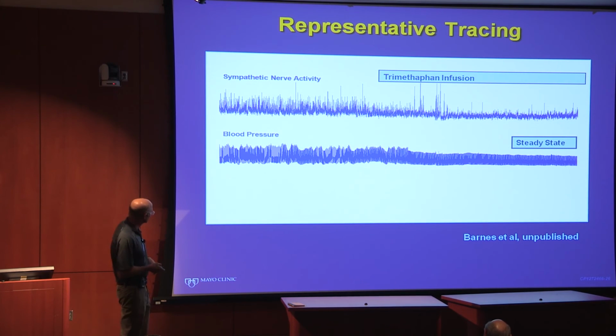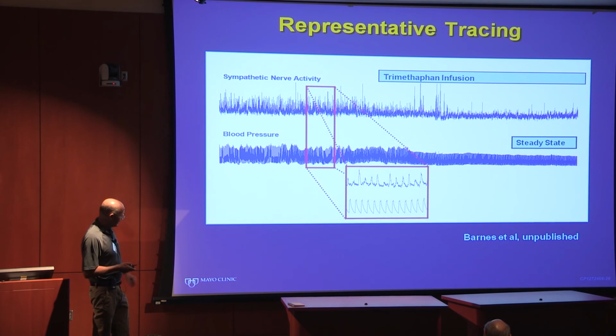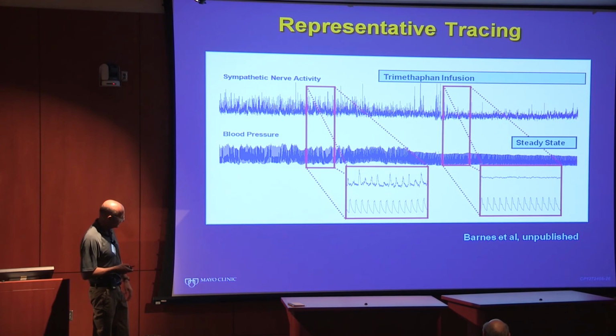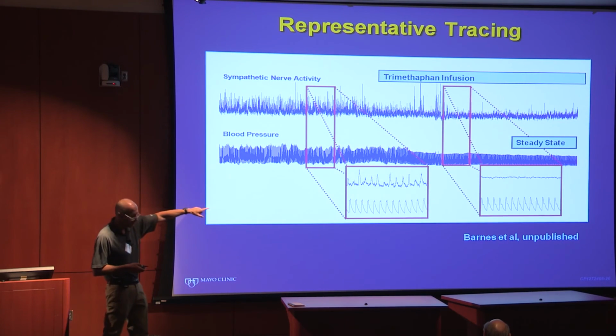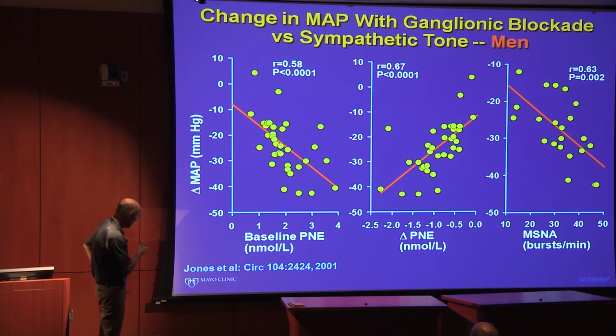And this is what it looks like. You have sympathetic nerve activity and blood pressure, and you can see the nerve traffic. This person had pretty high nerve traffic. You start giving the drug, the nerve traffic goes away, and you can see the blood pressure falls. This is from Pam Jones when she was working with Doug Seals.